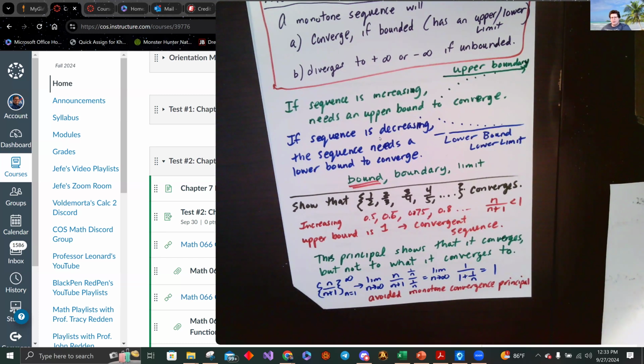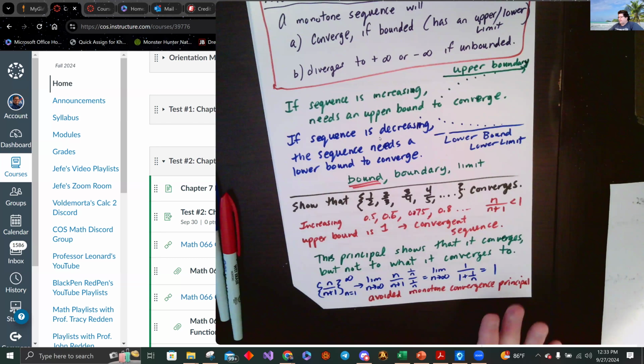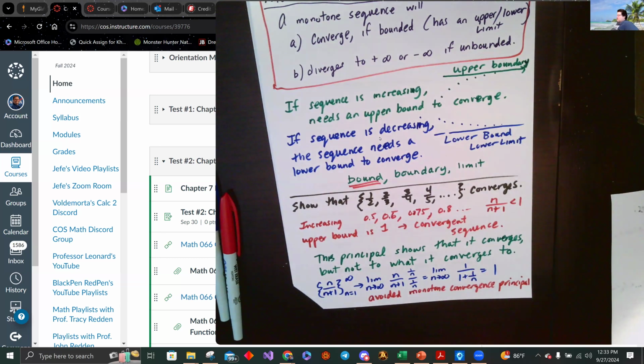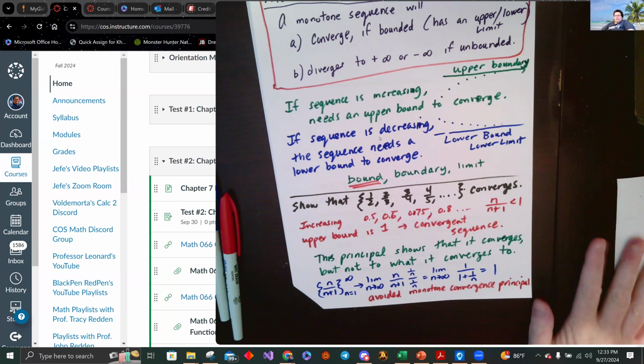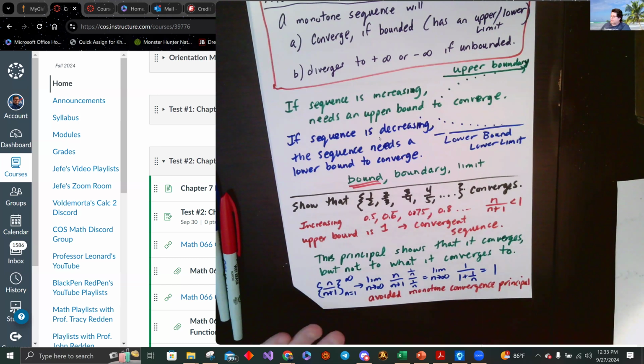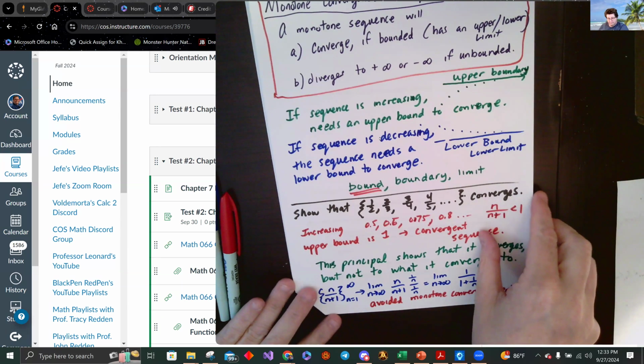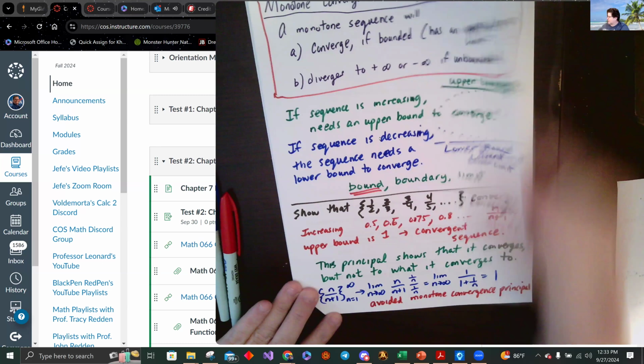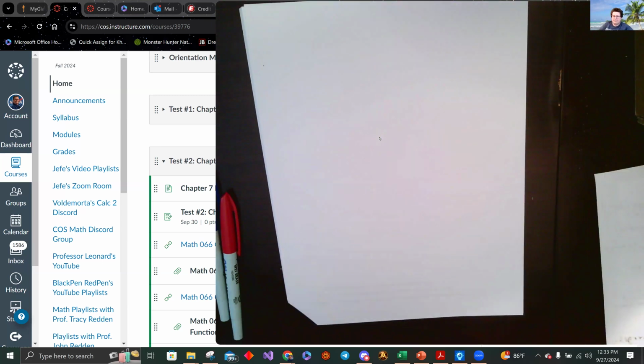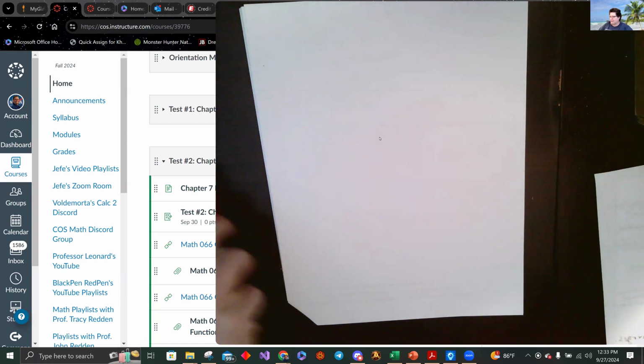So this is something we only fall back on if we can't figure out what the limit is. We can at least show whether or not it's convergent or divergent. But the idea applies, and it's following this idea right here. Let's look at some more examples, or rather how we can deal with this. There are some tricks to testing for monotone sequences.